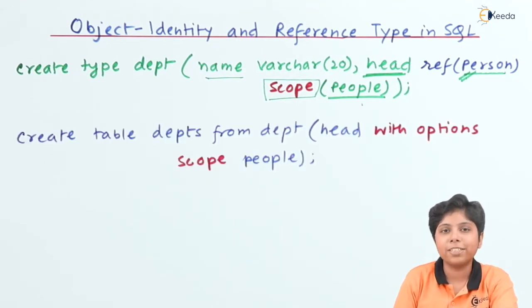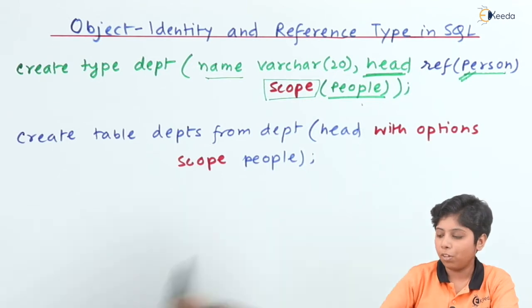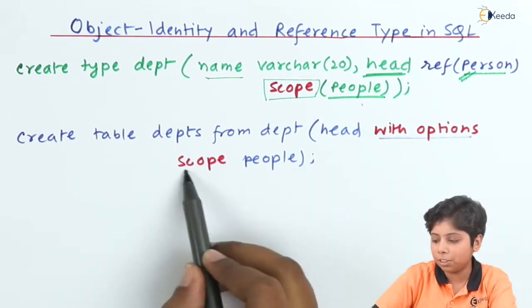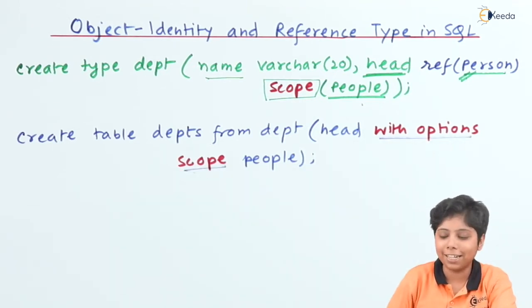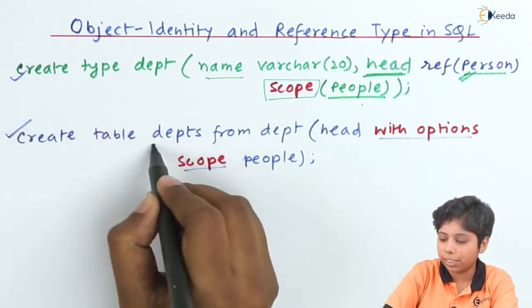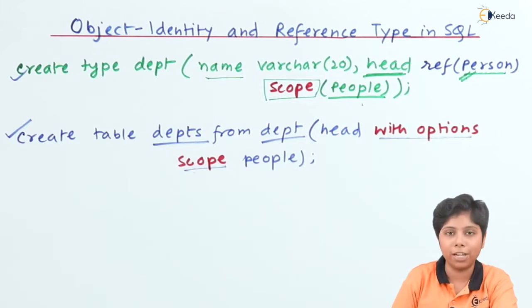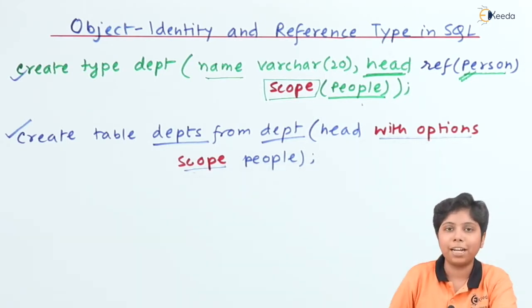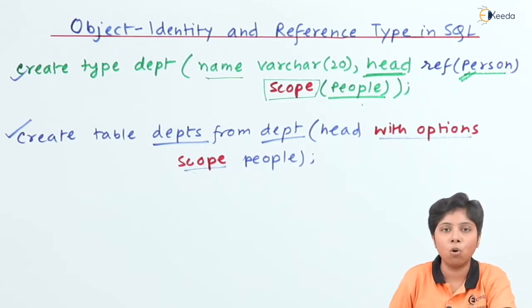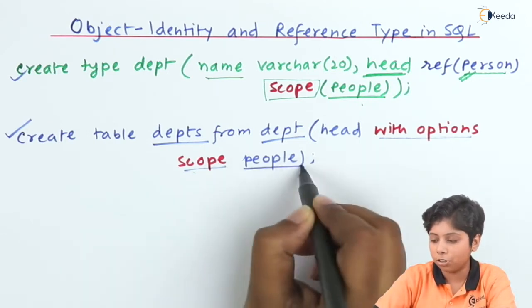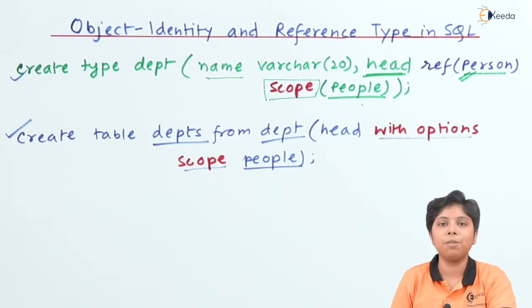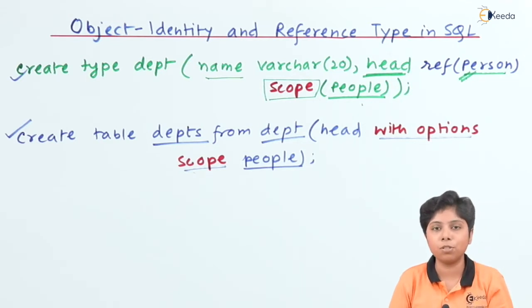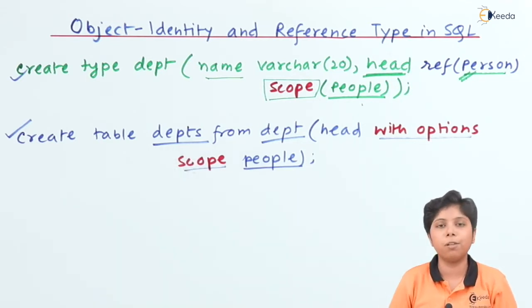Before going to the self-referencing attribute, we can see that with the option scope, other than declaring and then creating a table, we can directly create a table from a relation or an object with the option scope. That means the table will hold only with the scope on people. That means the use of this department will be restricted to the people table only.